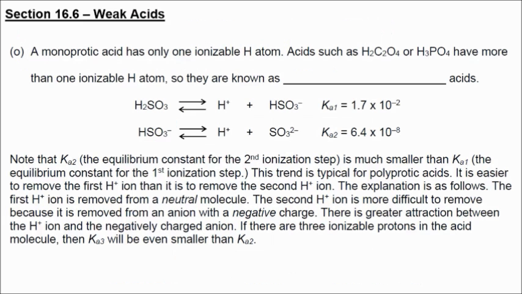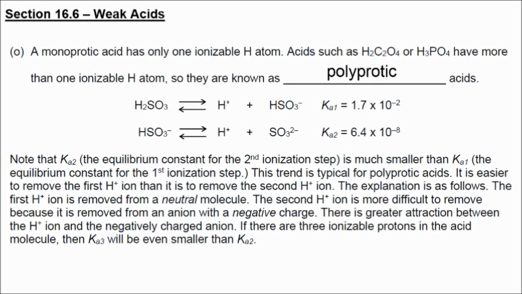So far we've looked at monoprotic acids with only one ionizable hydrogen atom, but there are polyprotic acids that can have 2 or 3 ionizable hydrogens. Now note that the second equilibrium constant, Ka2, is much smaller than Ka1. And that's typical: once you remove the first H+ ion, it becomes more difficult to remove the second H+ ion, because you're trying to remove a charged ion from a negatively charged anion, so there's a greater attraction.